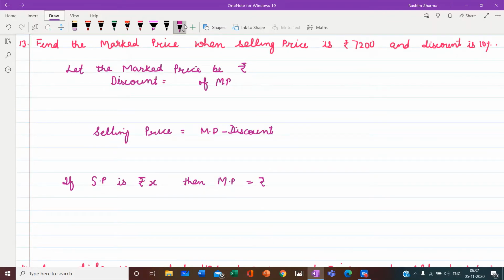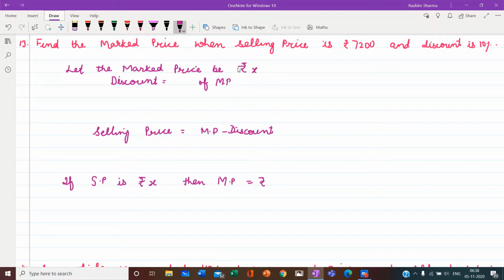Question number 13 is find the mark price when selling price is rupees 7,200 and discount is 10%. Okay, so we have to calculate here mark price. We are given selling price and discount percent. So we know the formula here. So accordingly we will use it. Now we have to find mark price, but discount we can calculate on mark price only. So we will have to suppose mark price. So we will write let the mark price be rupees X.